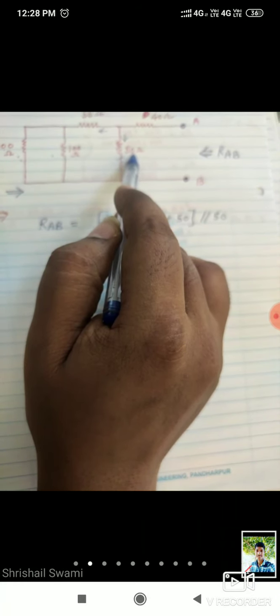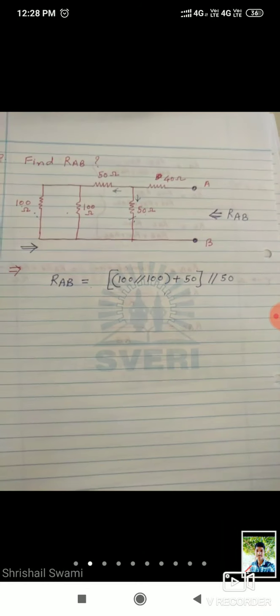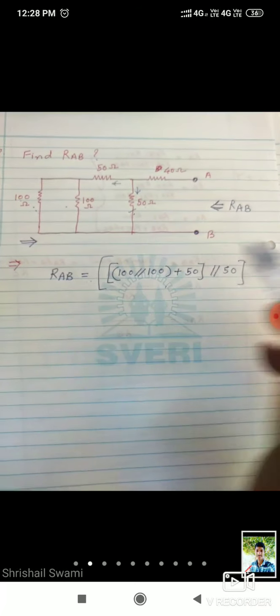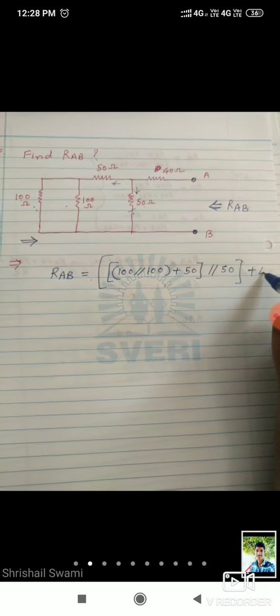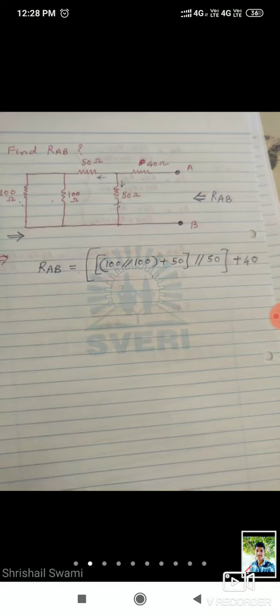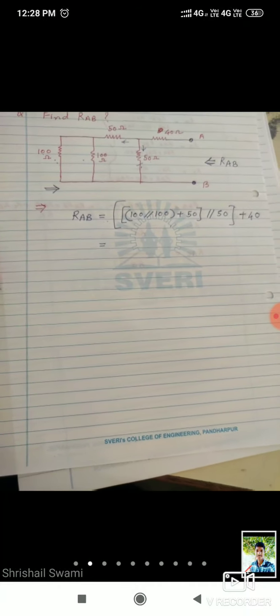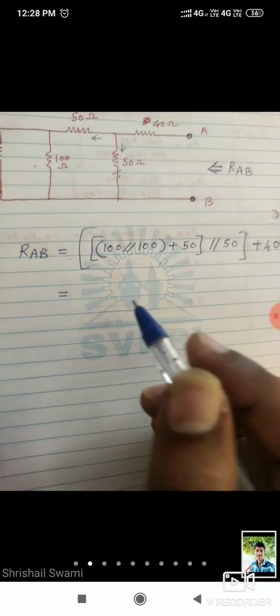That's why whatever the resistors are connected here, that total is in parallel with this 50. Okay, now next one, and this you can make in another bracket, and finally that is in series with this 40. So in this way you have to solve the problems. First of all we will calculate the value, then stepwise what will be the change in the diagram, that I will explain and I will show it.